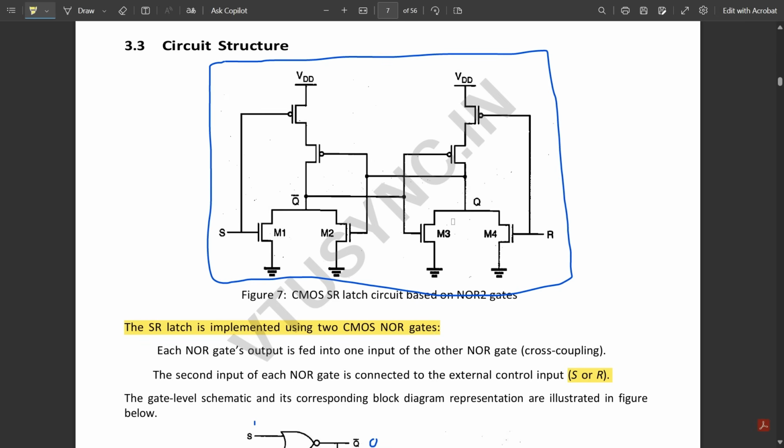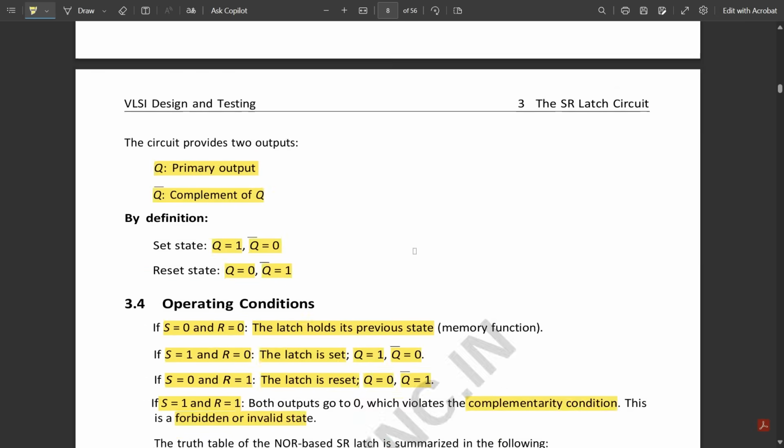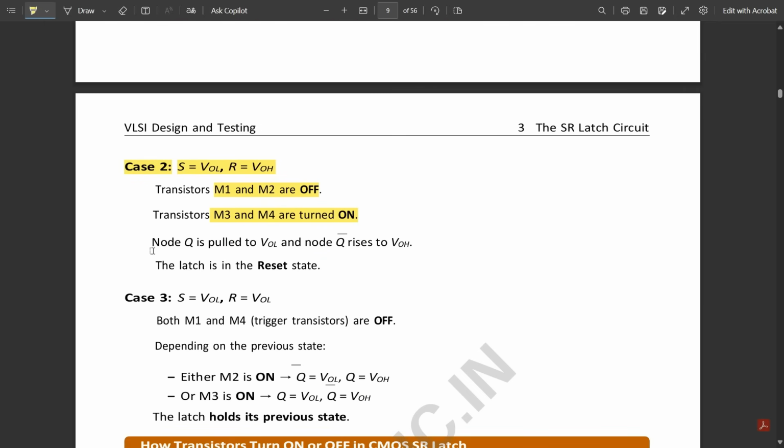These two parallel transistors are on. The node Q is pulled to VOL and the node Q bar rises to VOH. Okay, so that's why it is in the opposite reset state.